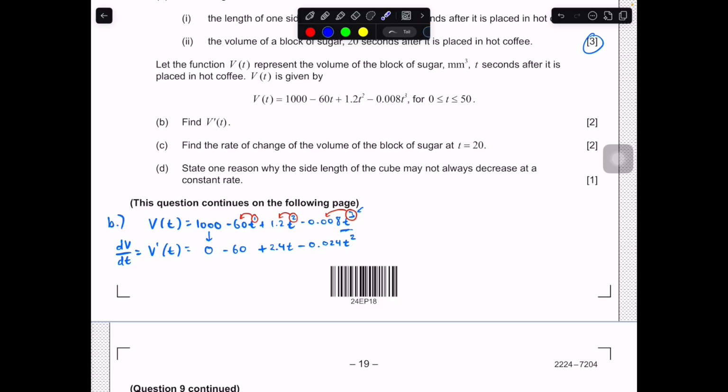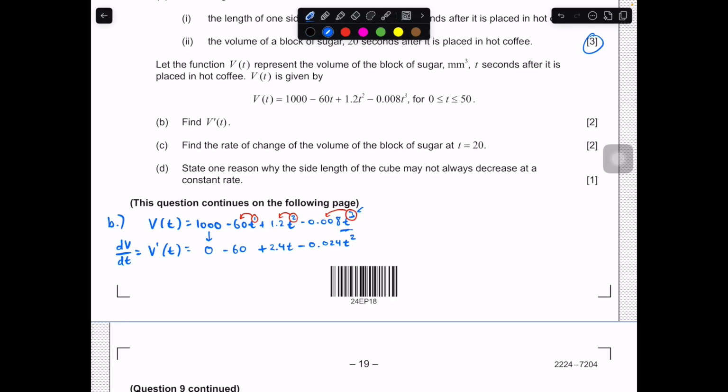So the instantaneous rate of change, or the slope at a given point, that's what our derivative tells us. And so if we want to find the rate of change, that is to say the slope of this line, the change in volume at a given point in time, in this case after 20 seconds, we could just plug in this value of t is equal to 20 into our derivative right here. So let's go ahead and do that.